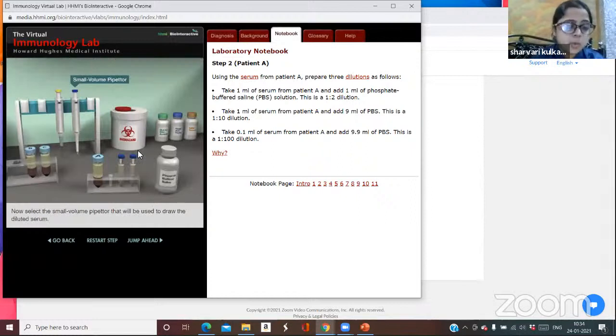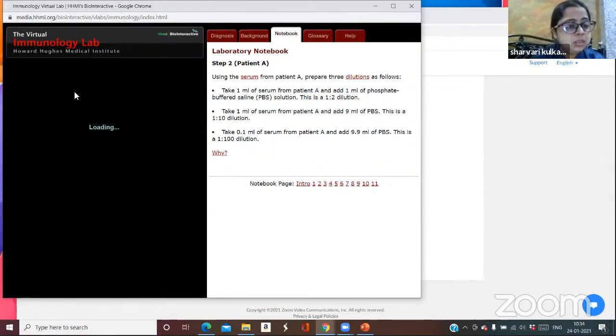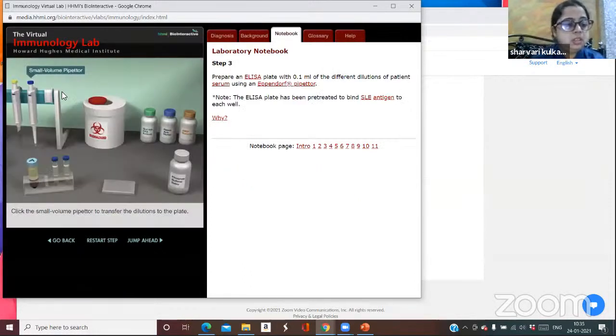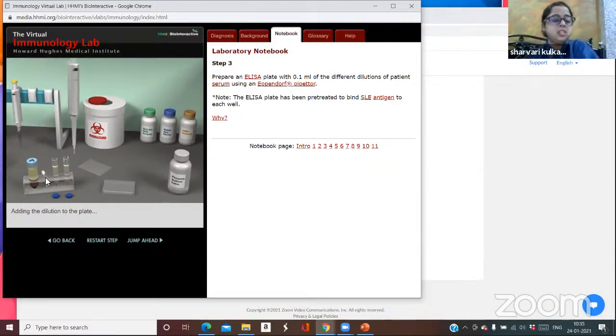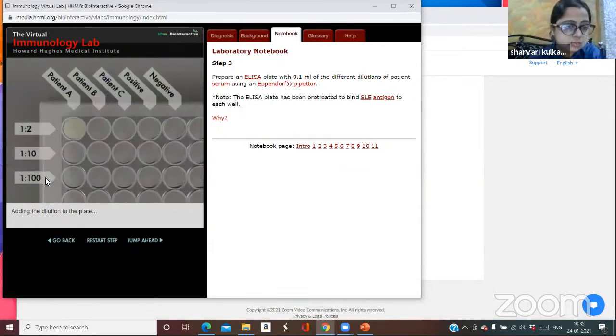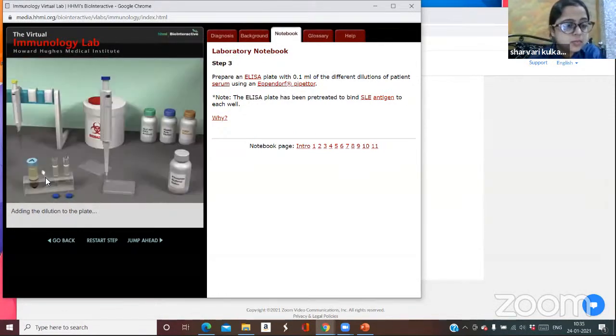Now select small volume pipetter that will be used to draw the diluted serum. So we'll click on this, and what will happen? It will start drawing the fluid. First tube, adding dilution to the plate. Right? Discarding the tip.